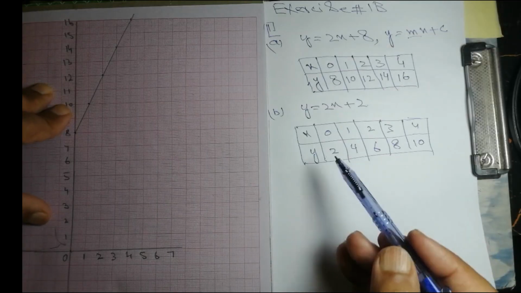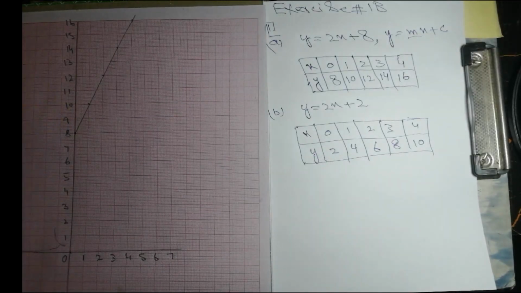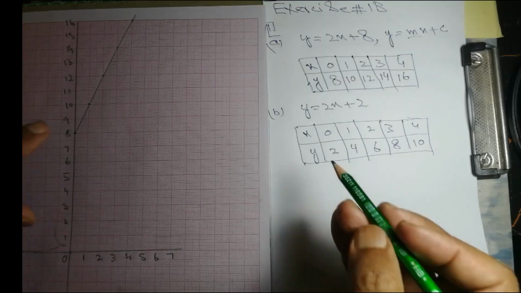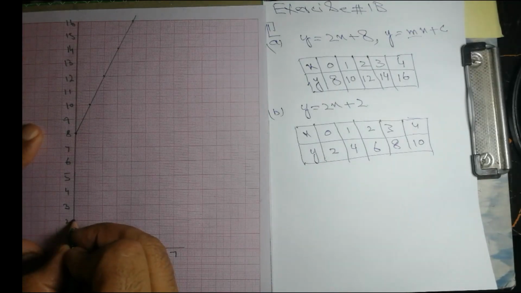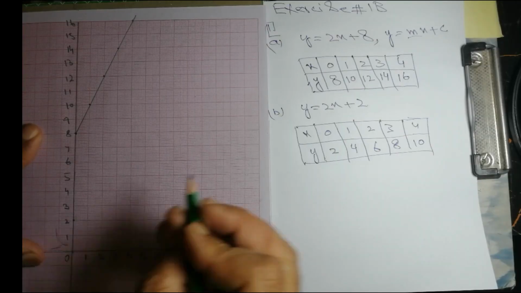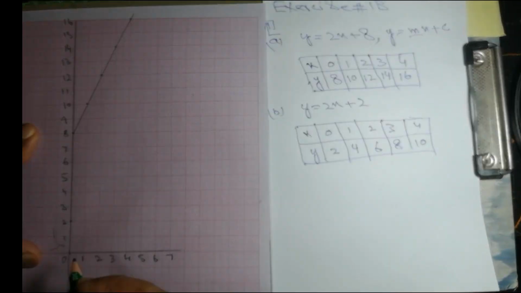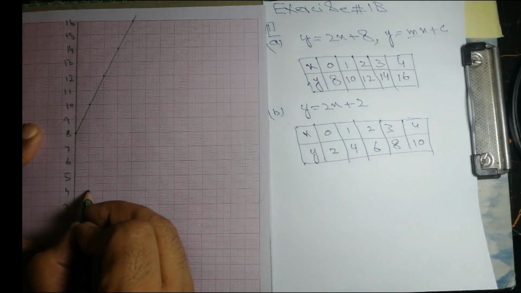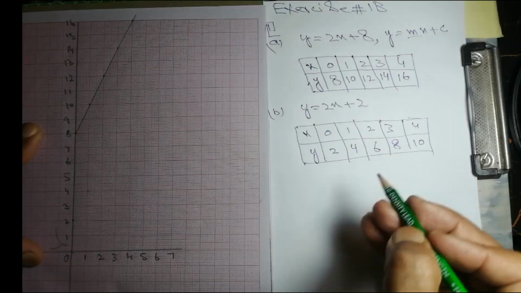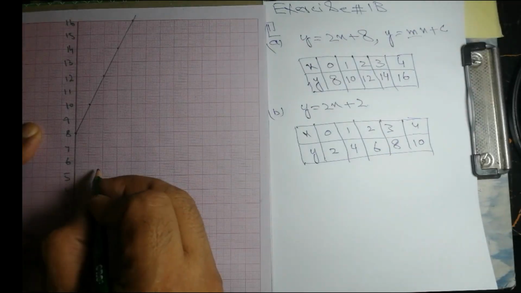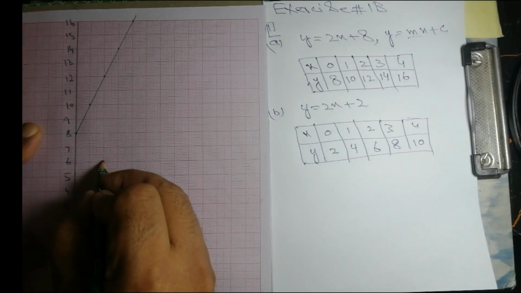So this is another straight line. We can draw the straight line. The first point is x equal to 0, y equal to 2. This is 0, y equal to 2. And second, it is x equal to 1, y equal to 4. This one. And third, x equal to 2 and y equal to 6. This point.